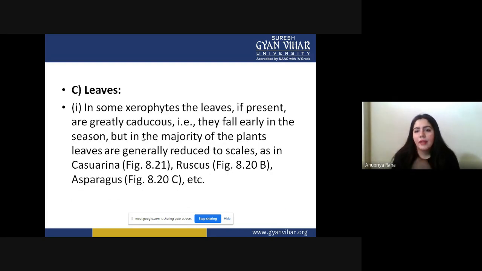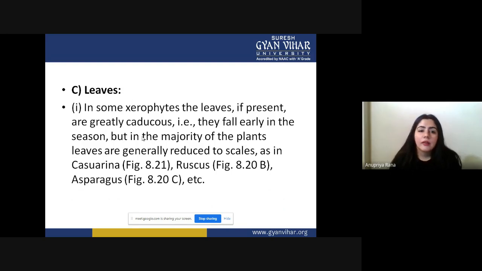In some xerophytes, the leaf, if present, is greatly caducous. Caducous means very reduced. Very small leaves will be present, or they will fall early. It means leaves do not have a major role to play inside a xerophyte plant, because leaves are so dangerous for the xerophyte. What is the major function of leaves? They do transpiration because of having stomata on them. Most of the stomata are present on the leaf area, so their rate of transpiration is very high. That's why the leaf is very harmful in xerophytic conditions.